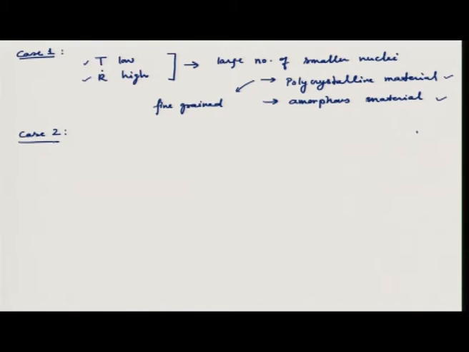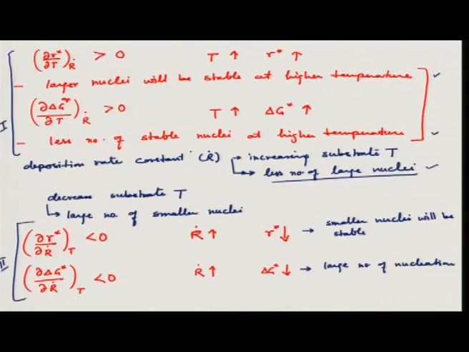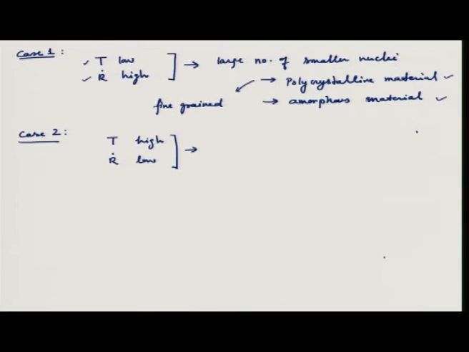Now, case 2 is the extreme opposite of this, in which substrate temperature is high and deposition rate is very low. And from my previous discussion, if temperature is high, less number of large nuclei, and if deposition rate is low, then again small number of large nuclei, opposite of this. So, both will tend to have a small number of large nuclei.